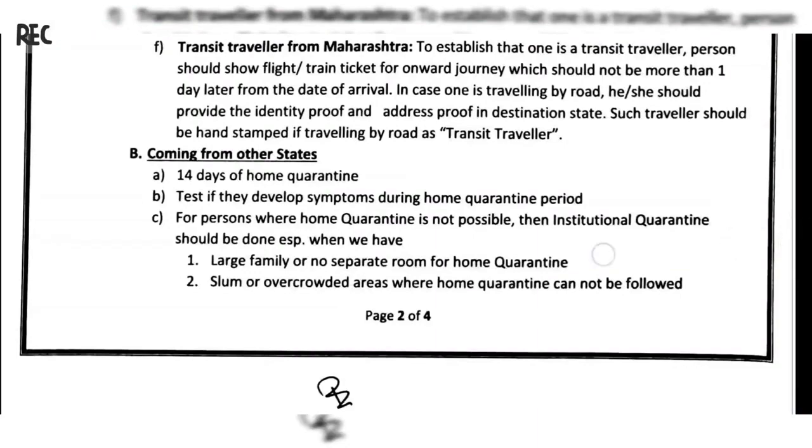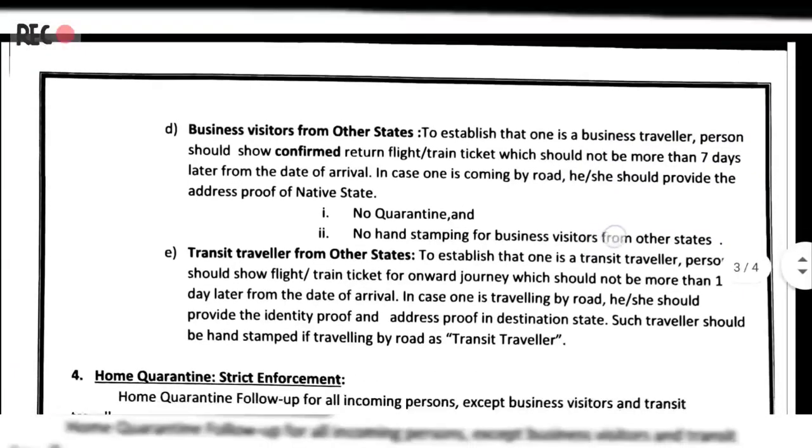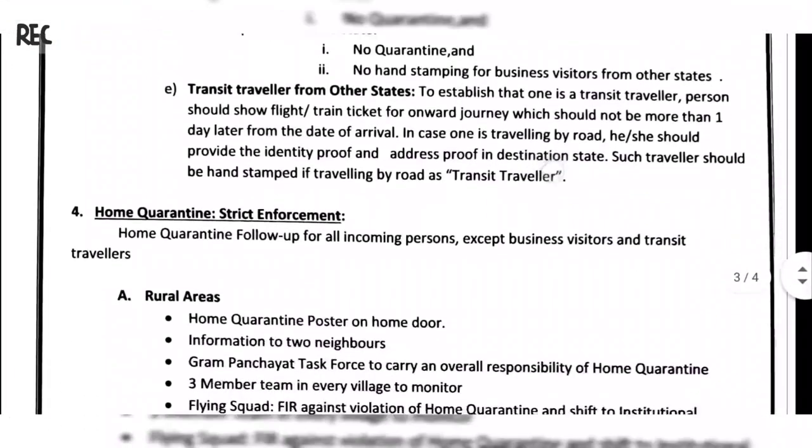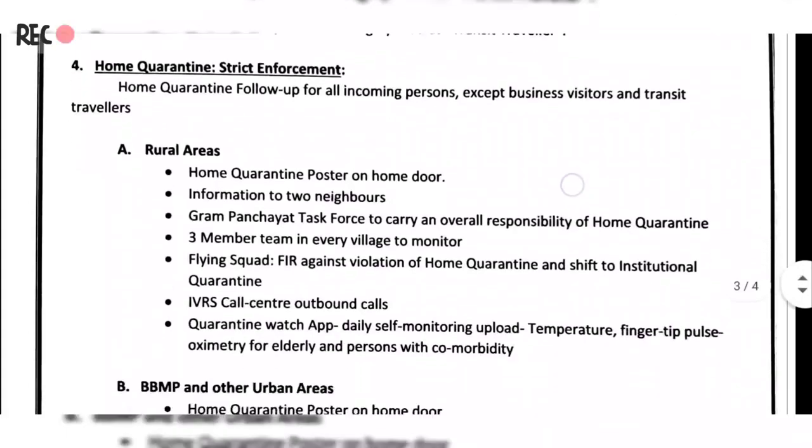If needed, exemption from quarantine. Similar for other travellers from Maharashtra and other states. Can go for 14 days home quarantine. In case of transit traveller from other state, his or her onward journey should not be more than a day later. If travelling by road, hand stamp as transit traveller.